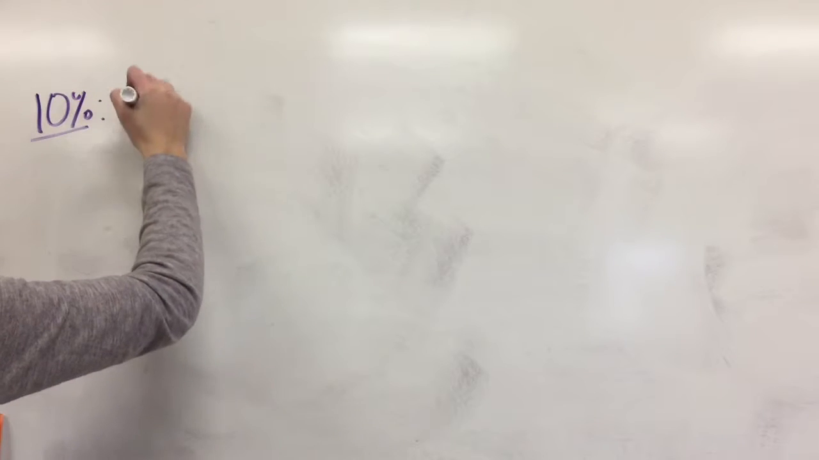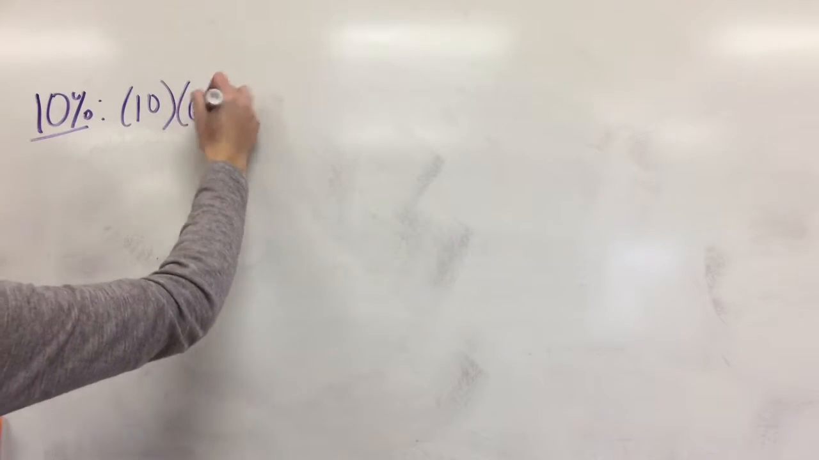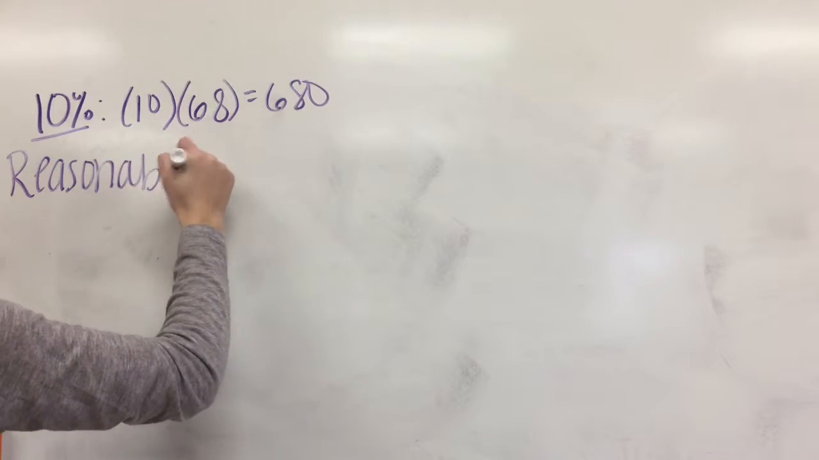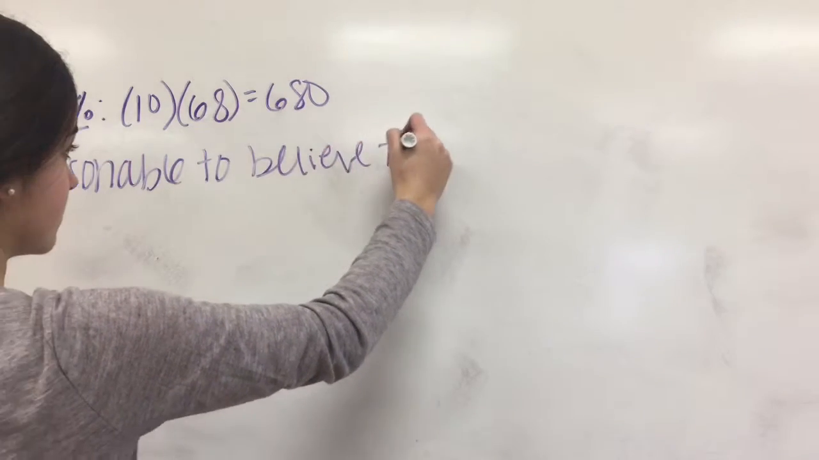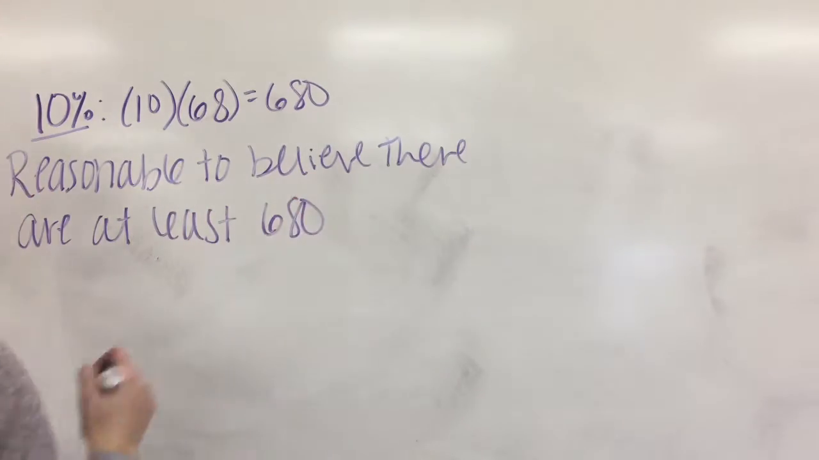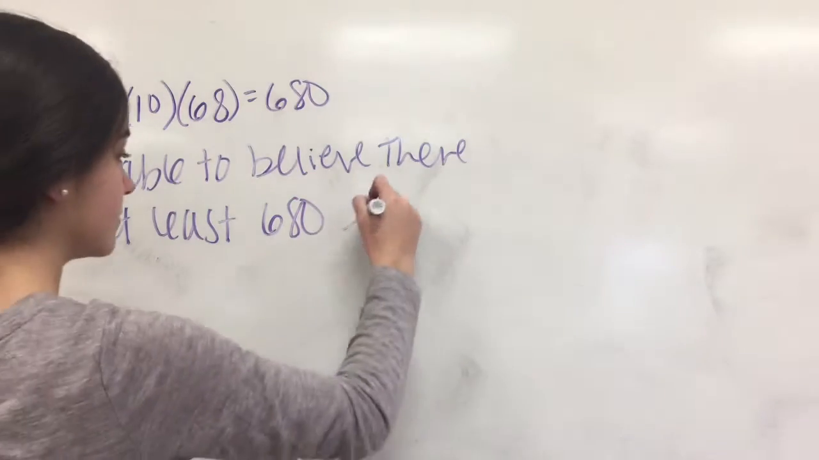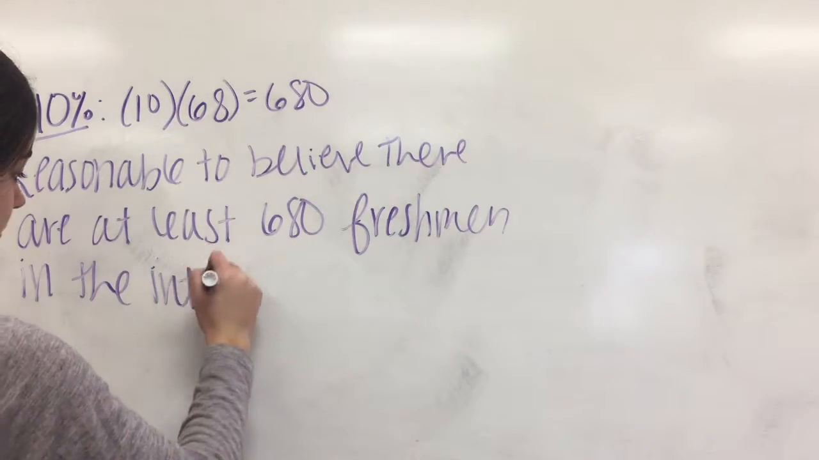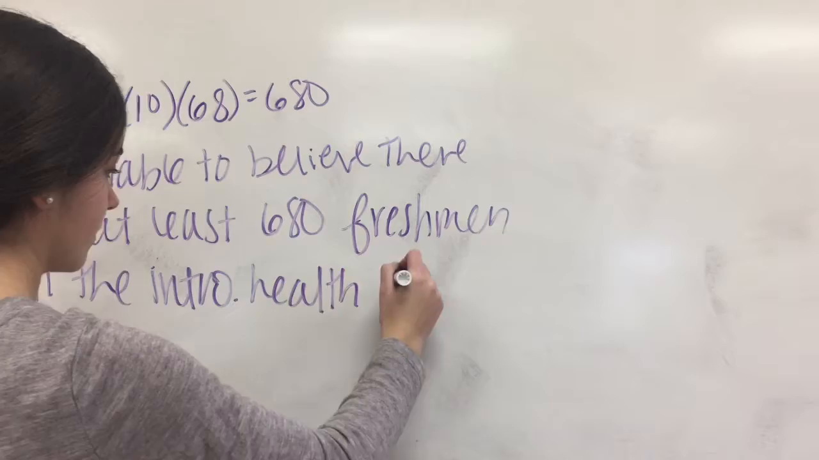Next, we're going to check the 10% condition, which ensures that the sample is less than 10% of the entire population. Since the sample is 68 students and 68 times 10 is 680, it's reasonable to believe that there are at least 680 students in the introductory health class at Cornell University.